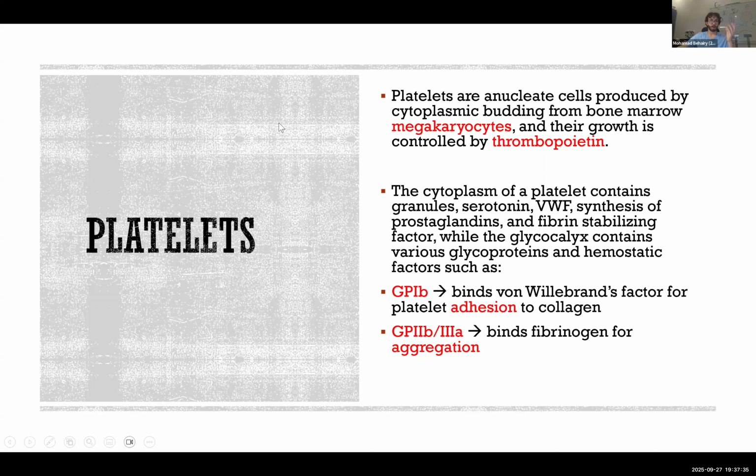The process of how platelets work is divided into two. We have the platelets sticking to the area of bleeding. We have the platelets aggregating on each other. So adhesion and aggregation.